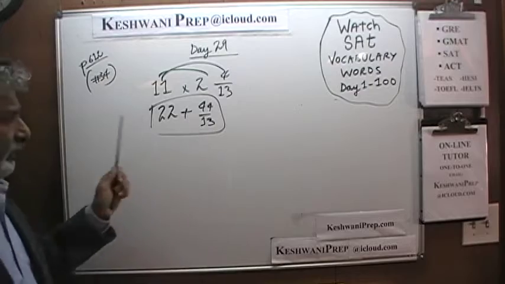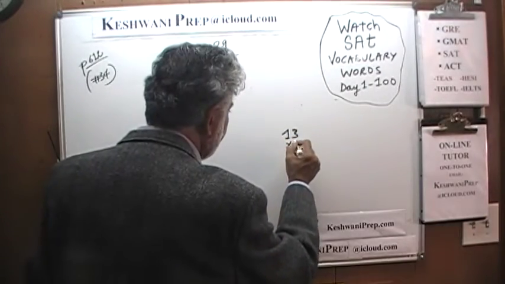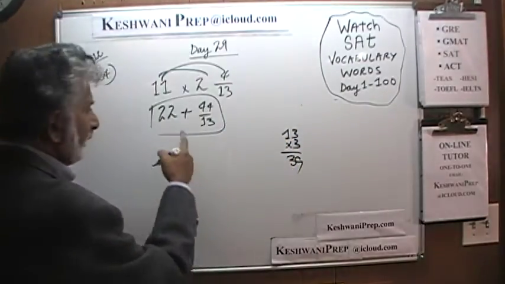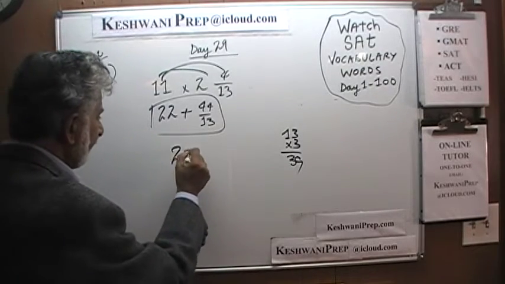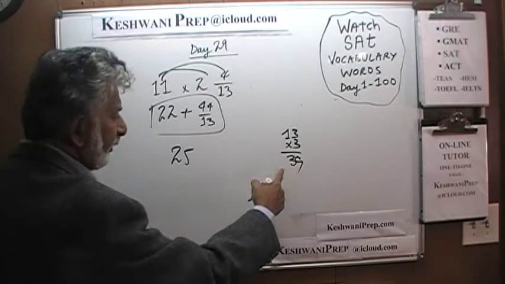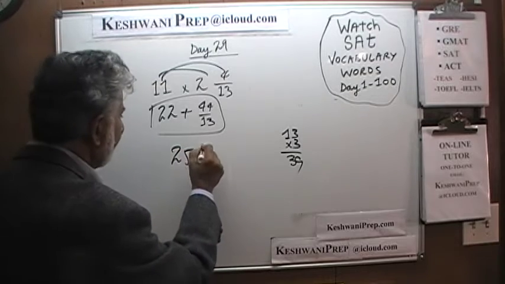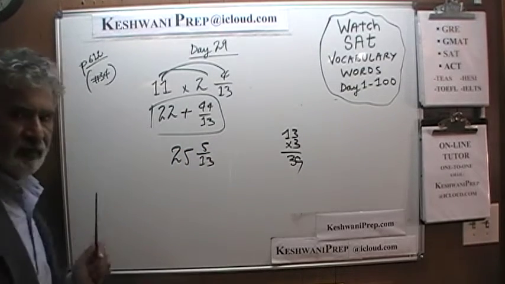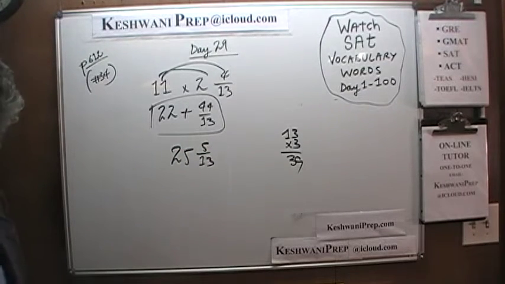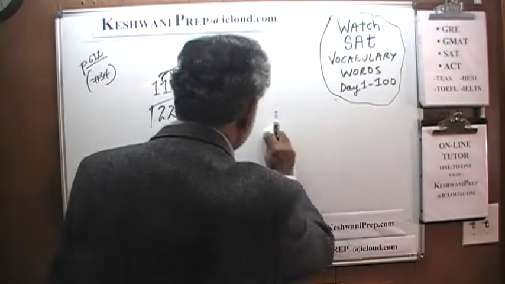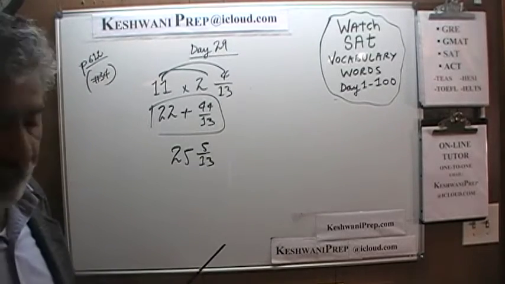44 divided by 13, 13 times 3 is 39. So that's 3, so it becomes 25, it becomes 3, and after we take away 39 from 44, we get 5/13. So far so good? The question is, what happens next? Well, here's what happens next. You have two choices at this point again also.